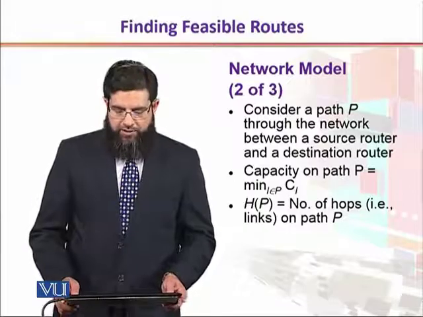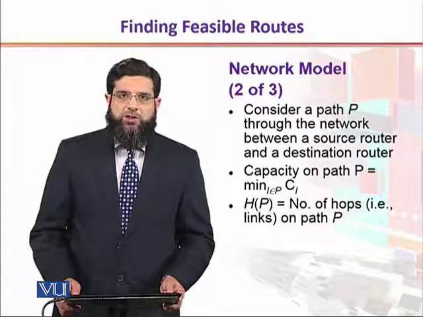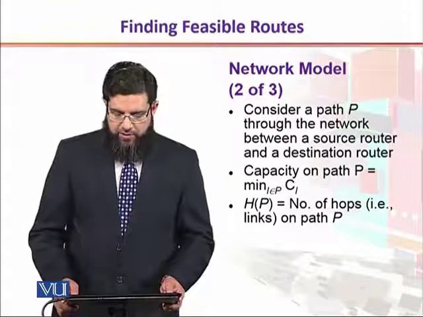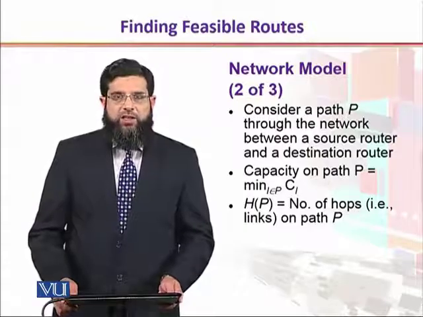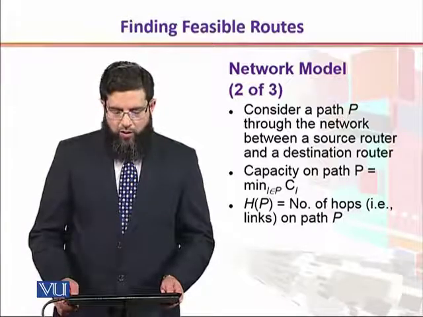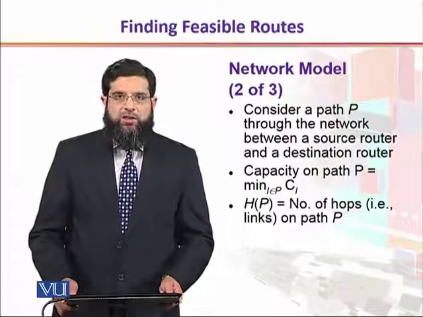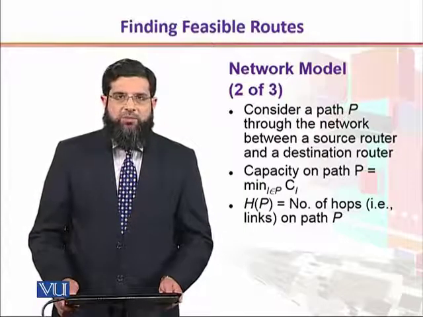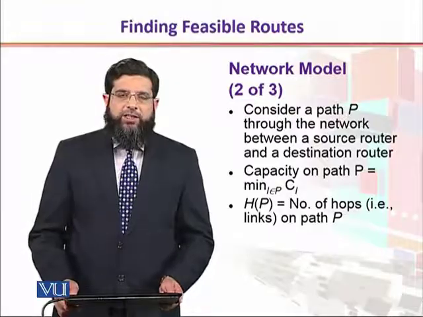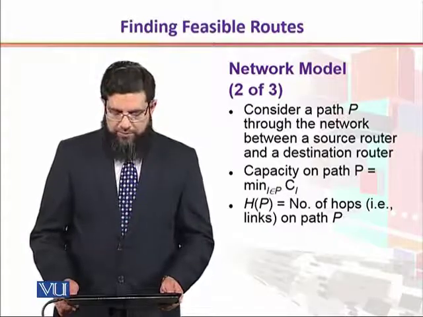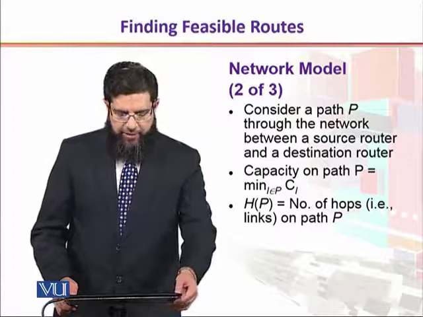Now, if we consider a path through the network between a source and destination pair, that is the two routers on the farthest ends, the capacity on the path P is actually the minimum of all the individual link capacities, because in terms of link capacity, it is a non-additive matrix, and the least of all is the end-to-end capacity of the whole path. The number of hops taken on the path P is represented by H sub P.